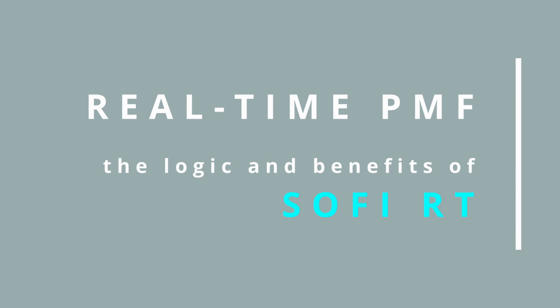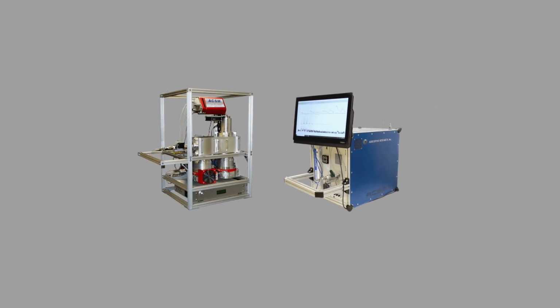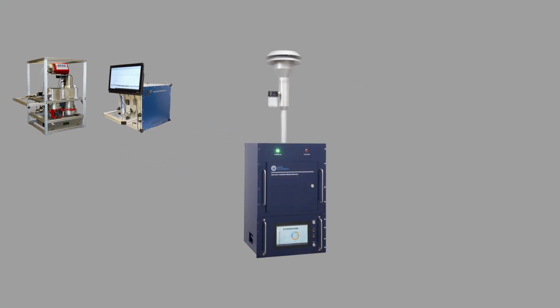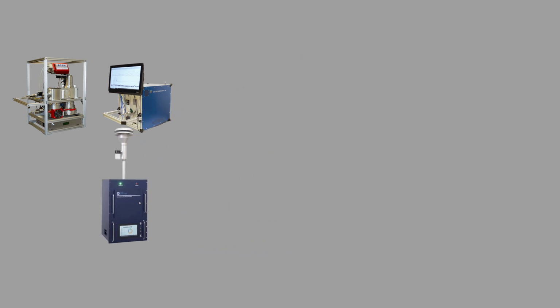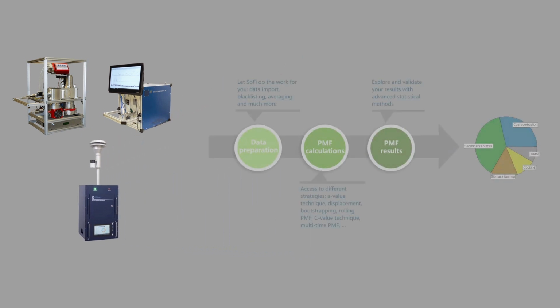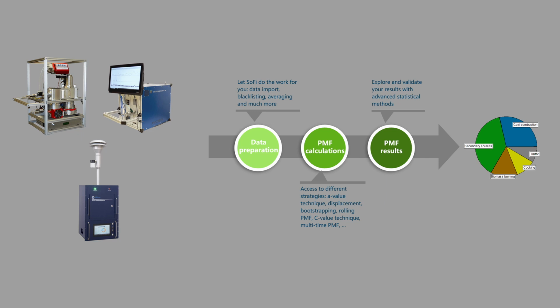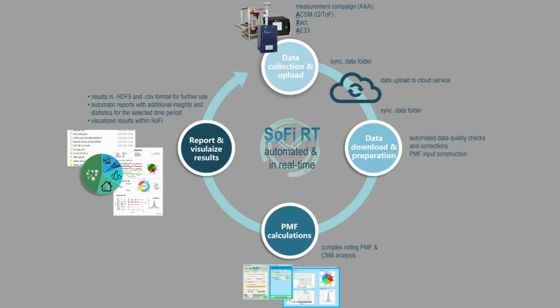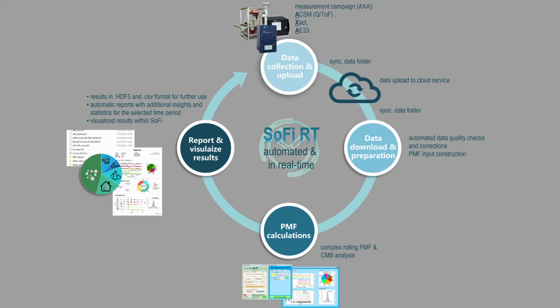Today I would like to stress the benefits of using SoFi real-time for your source apportionment analysis. Imagine you're operating an ACSM, for example Q or TOF, or an Xact instrument, and you run this in a field campaign measuring ambient air. Normally you run source apportionment over this data at the very end: you collect all the data, you process it, you treat it, and then you're good to go to do PMF and get some PMF results for the source apportionment. With SoFi real-time you can do all these steps online and in real time, saving a lot of time, effort and possible headaches.